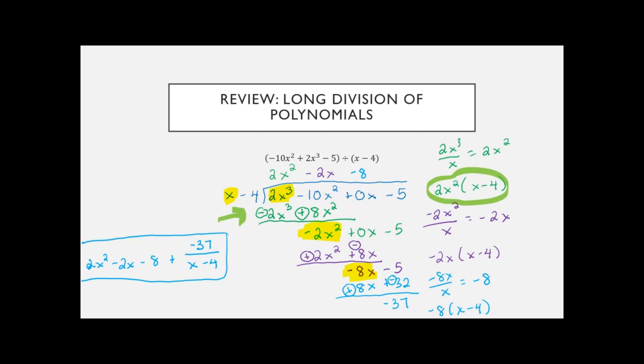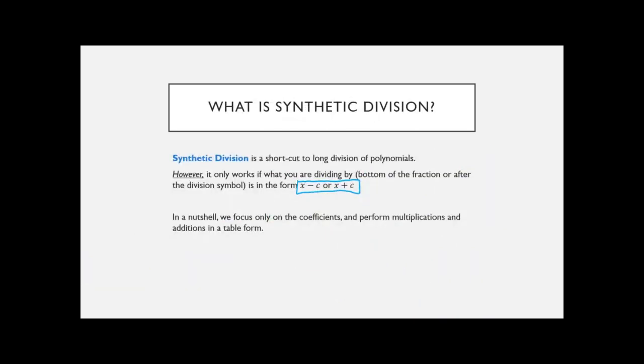It makes it very compact. You don't have to take up a lot of space, and it's really quick to do in your head because all you're doing is multiplication and adding. It's just easier to follow. You don't have any of these variables, so you're less likely to make mistakes. So that's what synthetic division is. It's just multiplication and adding.